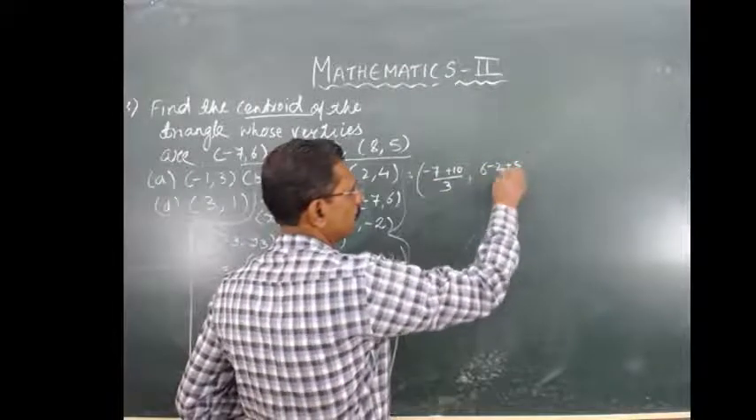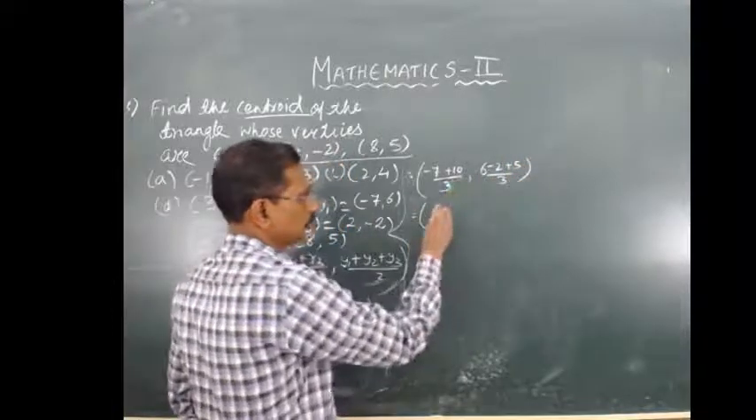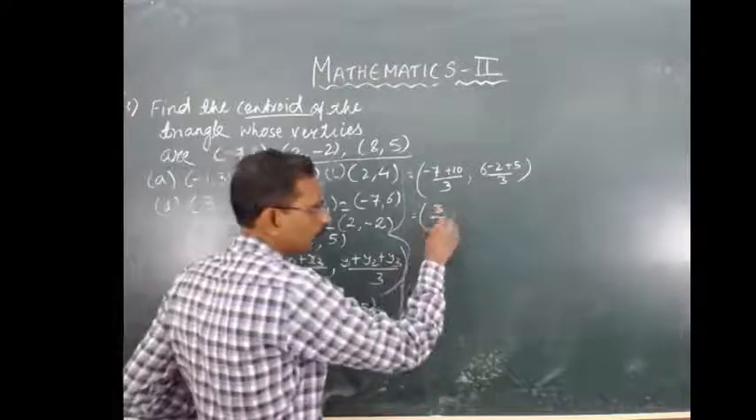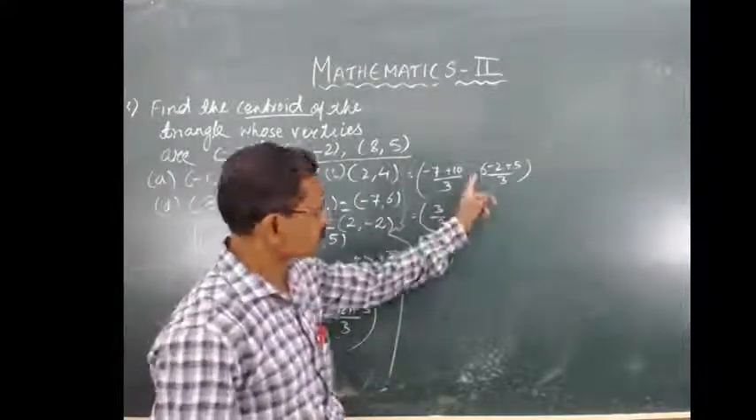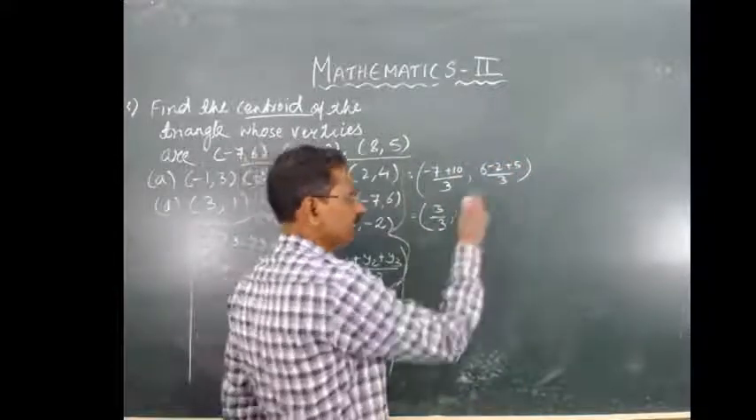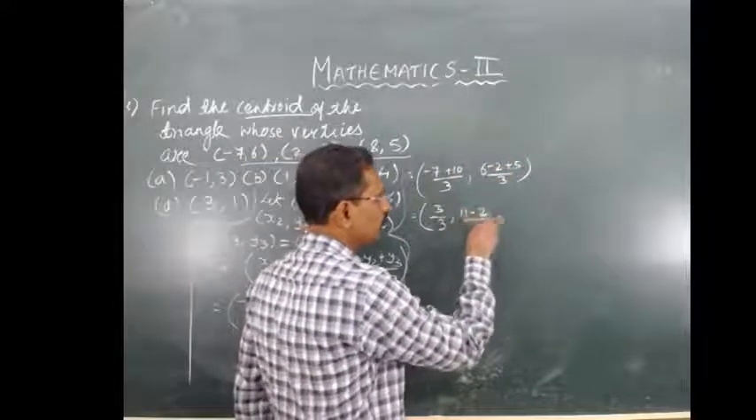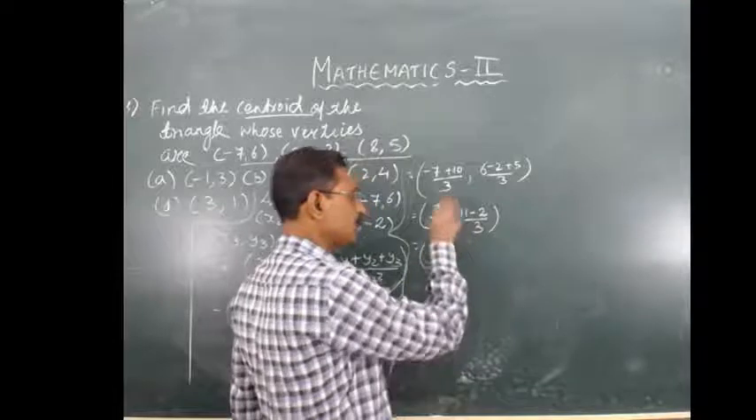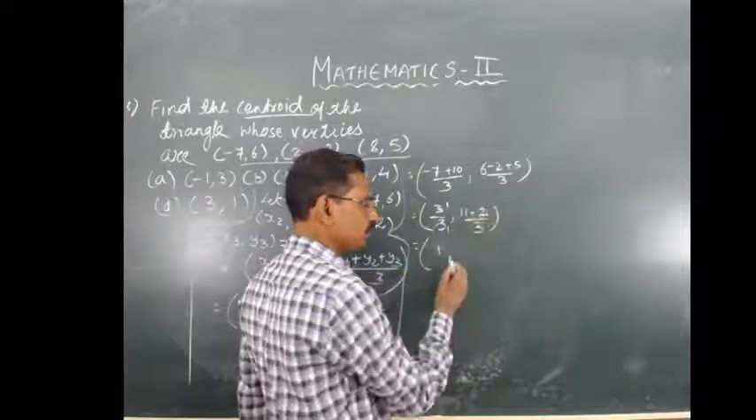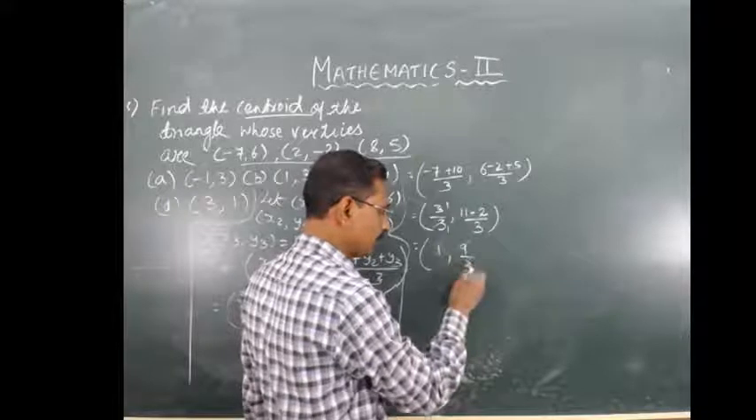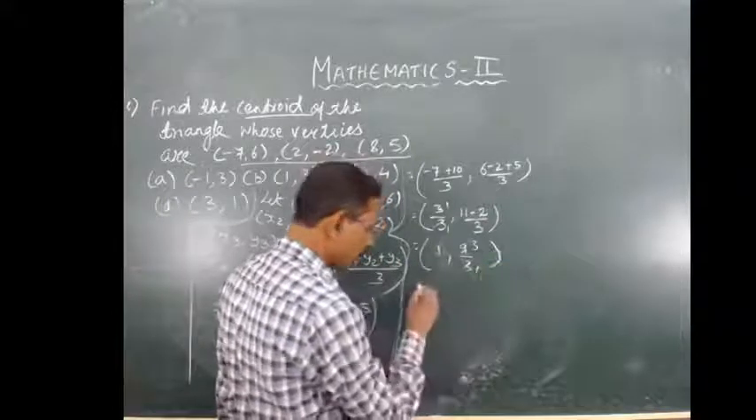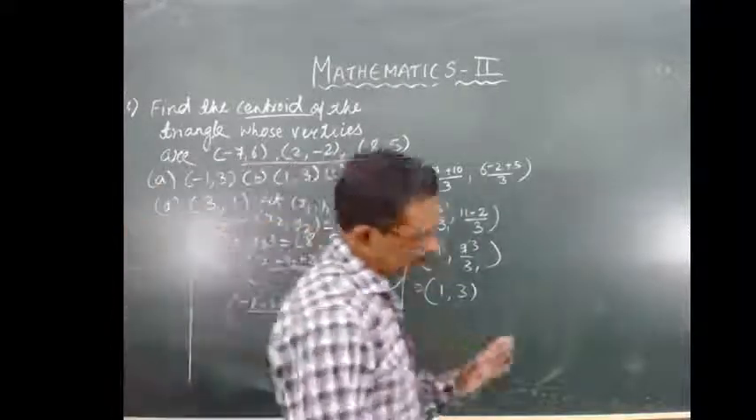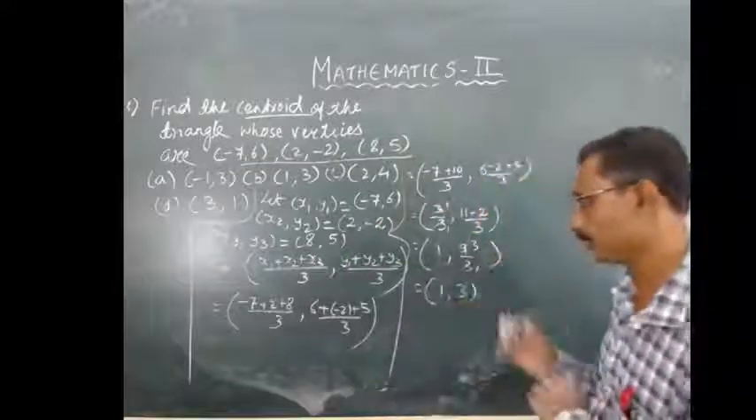minus 2 plus 5 upon 3, which is equal to 10 minus 7, that means we will get 3 upon 3, comma 6 minus 2 plus 5. 6 plus 5 is 11, minus 2 is 9, upon 3. 3 upon 3: 3 ones are 3, so you get 1. 9 upon 3: 3 threes are 9, which is equal to 1, comma 3 we got. Now our answer is complete.